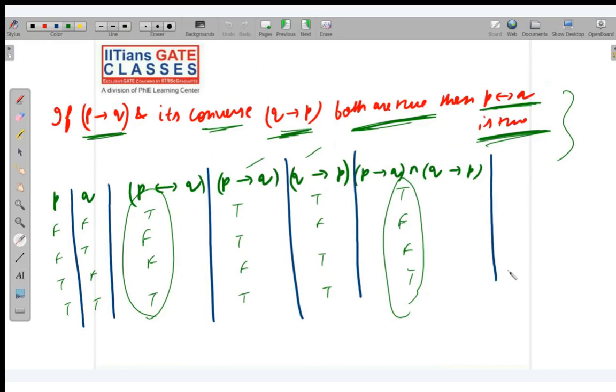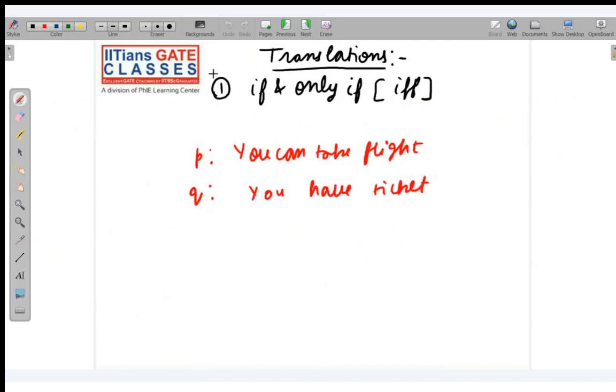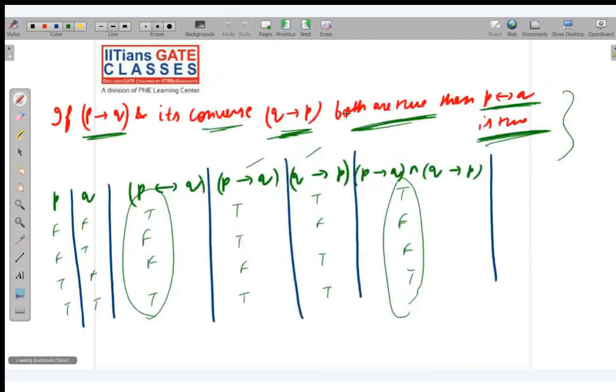Okay. So yes, I'm jumping to the next slide now. So now we will do translation. For implication, I have done translations. Total 10 translations I have given you. P when Q, Q when P, and so on. Whenever P is sufficient for Q, Q is necessary for P, and so on. I have totally given you 10 translations.